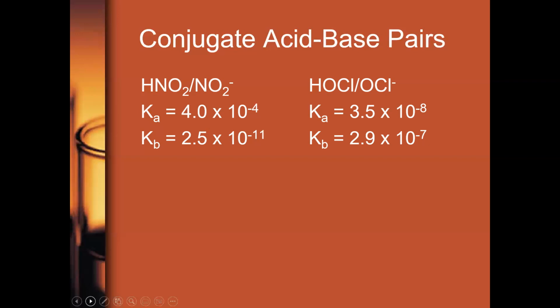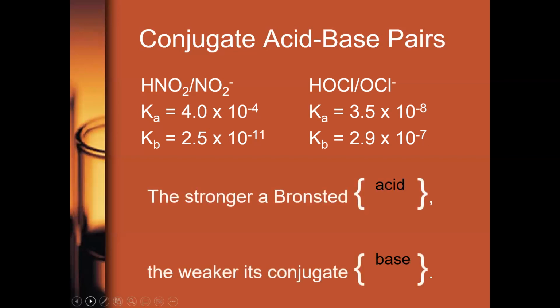So this would be a more basic solution because the Kb is the higher of the two values, whereas nitrous acid is more acidic because Ka was the higher value. So in general, the stronger a Bronsted acid is, the weaker its conjugate base. So notice that the Kb value for nitrous acid was lower. And on the flip side, the stronger the Bronsted base, the weaker its conjugate acid. We are going to come back to this in our next section when we start adding in and talking about salts.